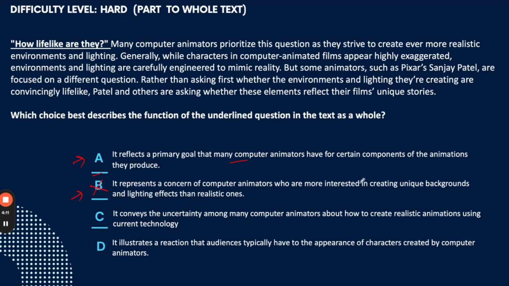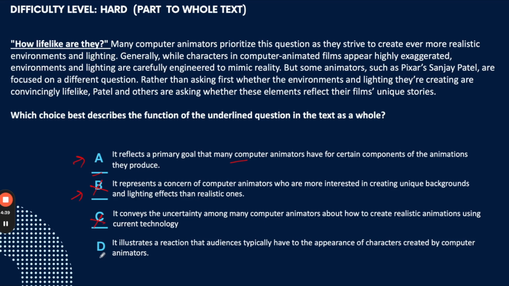Let's look at C. It conveys the uncertainty among many computer animators about how to create realistic animations using current technology. Now, this underlying question that we have, it does not convey uncertainty about technology, but instead represents a common goal of making animations lifelike. There is no mention of technology limitations in the underlying question itself, so I'm going to eliminate this because this is again irrelevant to the question that's underlined.